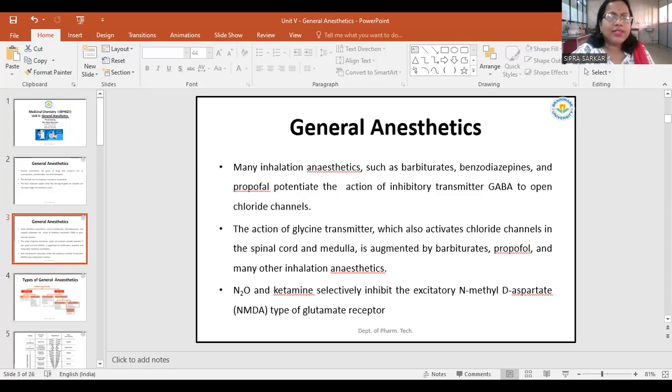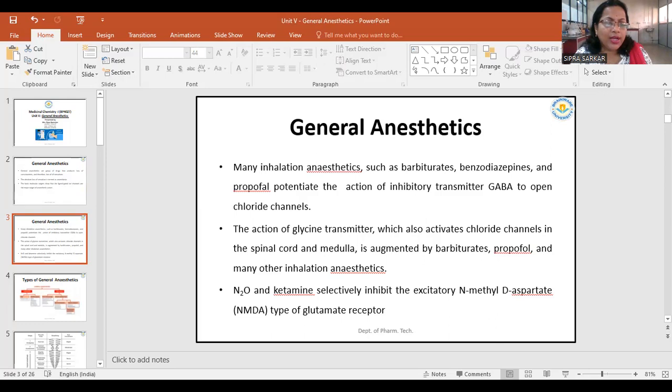The action of the glycine transmitter, which also activates the chloride channel in the spinal cord and medulla, is augmented by barbiturate, propofol, and many other inhalation anesthetics. So some anesthetics work on the spinal cord and medulla through chloride channels. Nitrous oxide and ketamine selectively inhibit the excitatory N-methyl D-aspartate type of glutamate receptor. This type of receptor is also inhibited by some of the drugs. So, these drugs work differently.